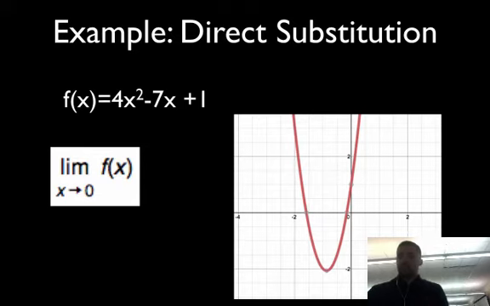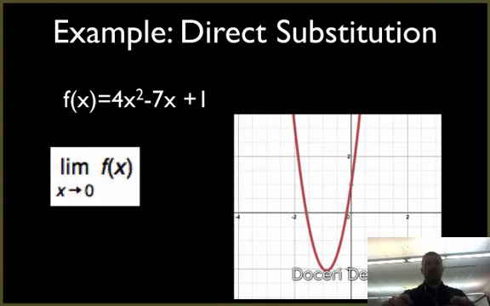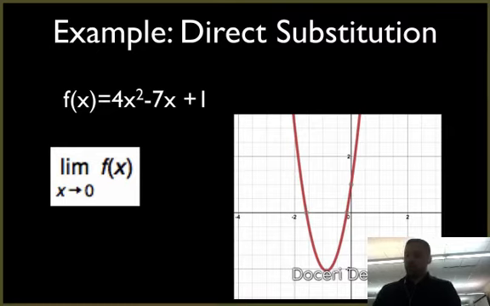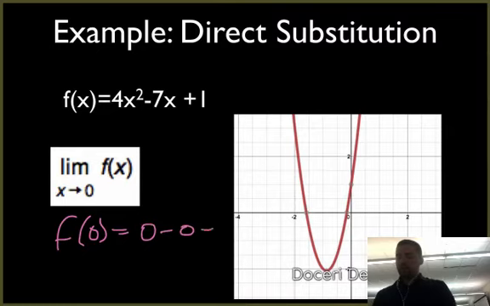Let's look at the most basic situation that you'll come across in limits. Suppose I had this function here, and I wanted to take a look at the limit as x approaches 0. The first thing that you should always try is direct substitution, where you just evaluate f of 0 and see if that works. In the previous example, that didn't work. In this one, though, I think it will, because f of 0 is equal to, well, 0 minus 0 plus 1, which is just 1.